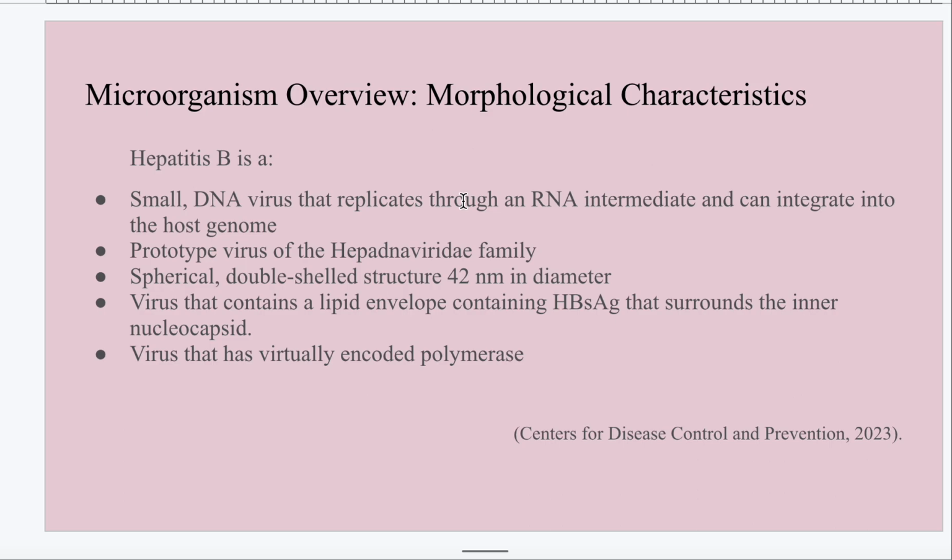Hepatitis B is a small DNA virus that replicates through an RNA intermediate and can integrate into the host genome. It is a prototype virus of the Hepadnaviridae family. It has a spherical double-shelled structure, 42 nanometers in diameter. It contains a lipid envelope containing HBsAg that surrounds the inner nucleocapsid, and it is a virus that has virally encoded polymerase.